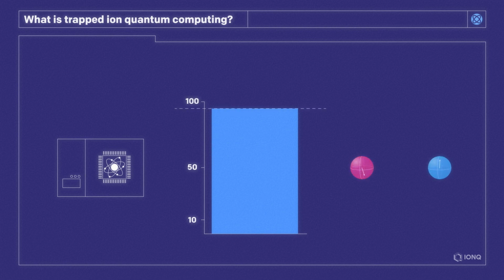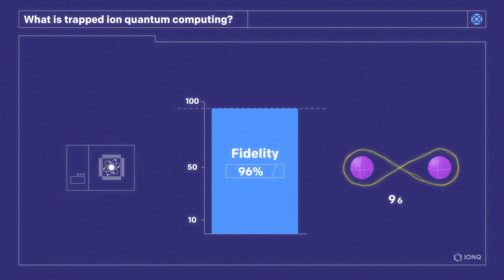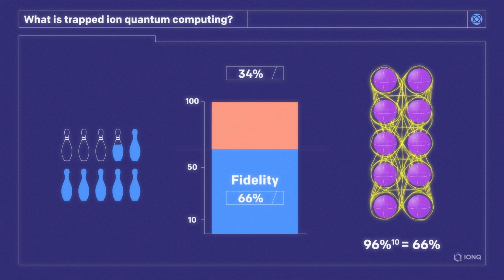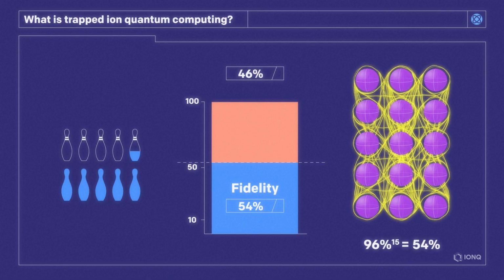For example, even if a quantum computer can achieve fidelity of 96% accuracy in entangling 2 qubits, the remaining 4% error rate multiplies and compounds as you entangle more qubits. With only 10 entangled gate operations, our 4% error rate translates to only 66% accuracy. Add 5 additional gate operations, and the system performs slightly better than a coin toss with 54% accuracy.